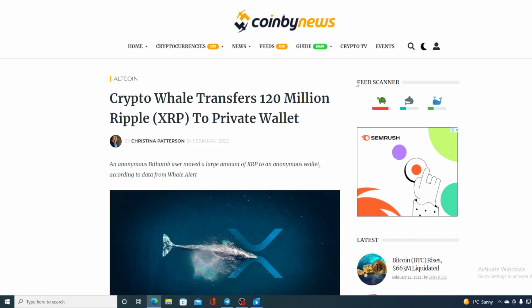Check this out, folks. This is truly awesome. XRP is gaining traction on popularity. Crypto Whale transferred 120 million Ripple XRP to private wallet.